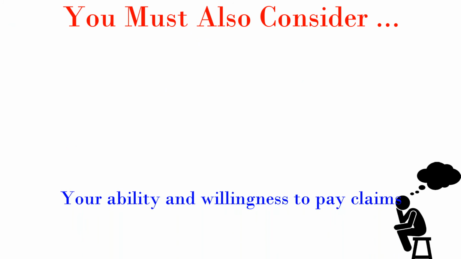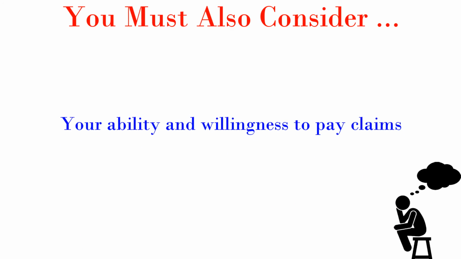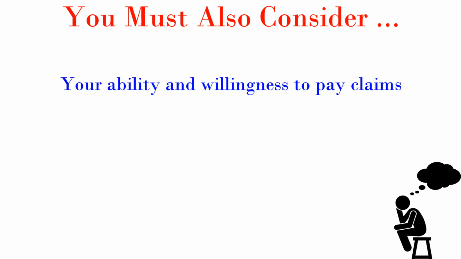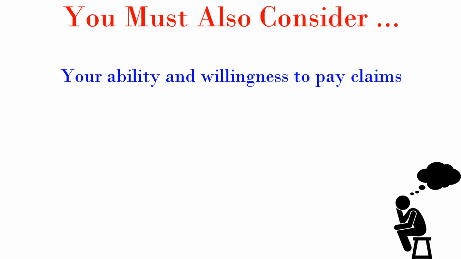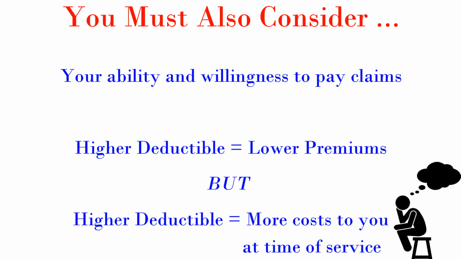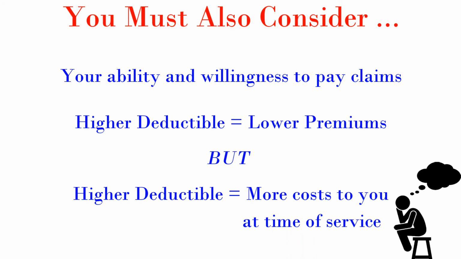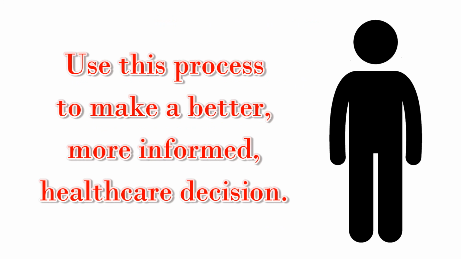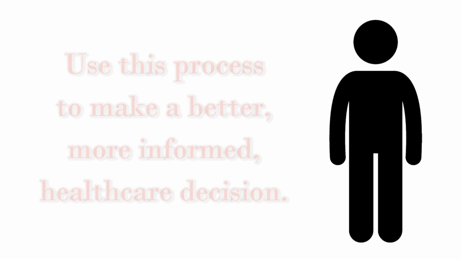In addition to total exposure, you must also consider your ability and willingness to pay for the increased portion of claims you could be responsible for under a higher deductible health plan. For example, choosing a plan with a higher deductible may save you money on your premiums, but it will also result in your portion of a hospital bill likely costing you more up front than it would have under a lower deductible plan. Understanding and utilizing these thought processes should lead you to make a better and more informed decision on which health plan is best for you.